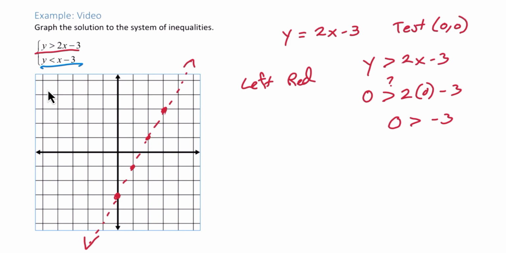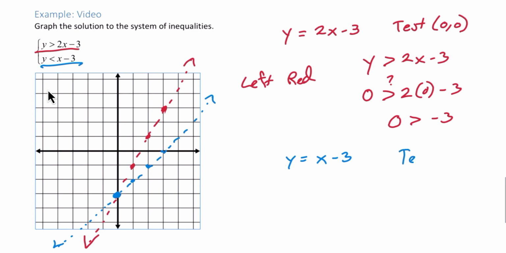The blue, again, we'll change it to an equation first. Y equals x minus 3. Now let's graph that. We have the y-intercept at negative 3, and the slope is 1. So up 1, right 1, up 1, right 1, and so on. And this again is also a dotted line because of the strict inequality. Now test a point. Let's test 0, 0.